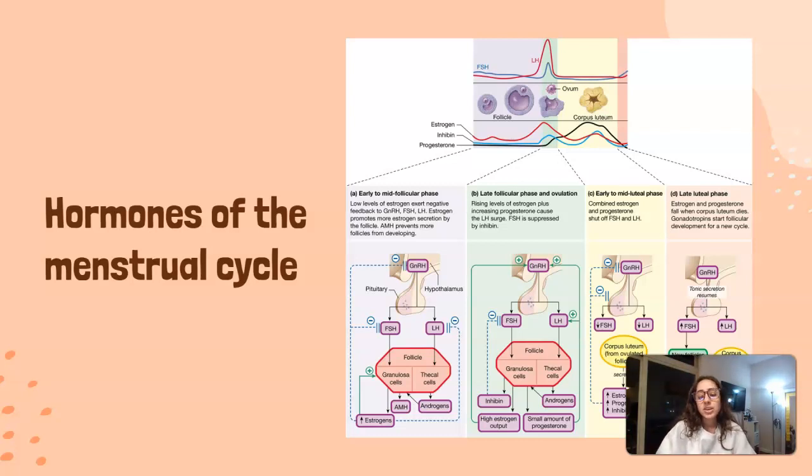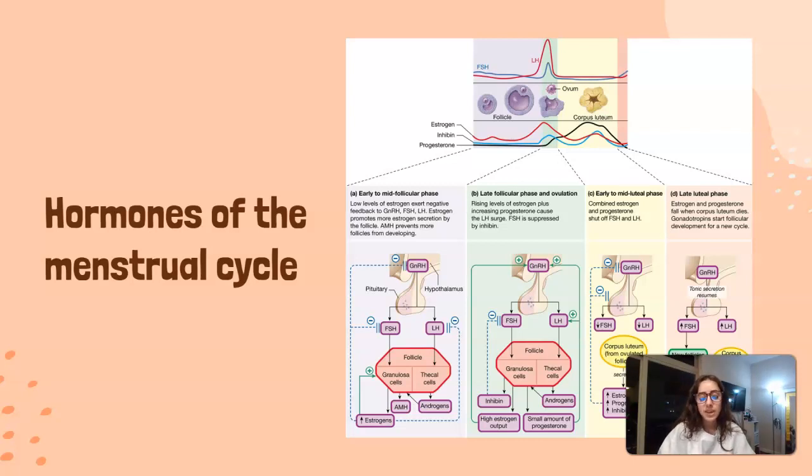Also, the ovarian and uterine cycles are under primary control of various hormones: the GnRH from the hypothalamus, the FSH and LH from the anterior pituitary, and also estrogen, progesterone, inhibin, and AMH from the ovaries.